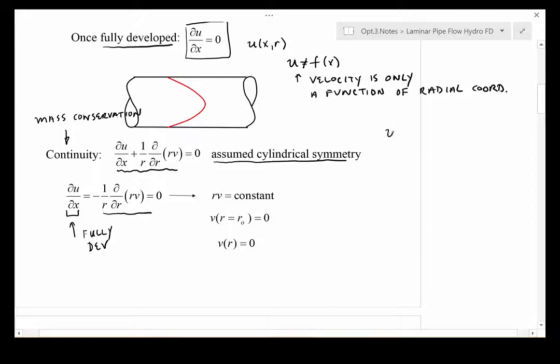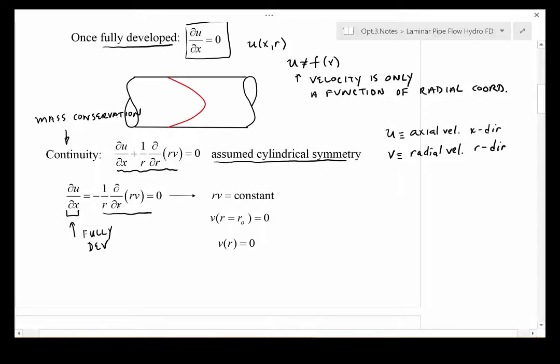So let's make sure we notationally understand what we're saying here. u is the axial velocity, or the velocity in the x direction. v is the radial velocity, or the velocity in the r direction.